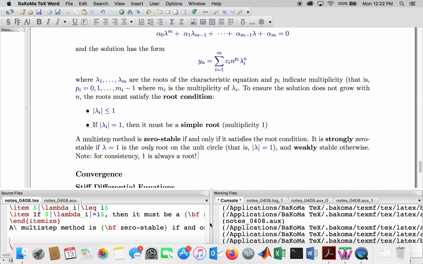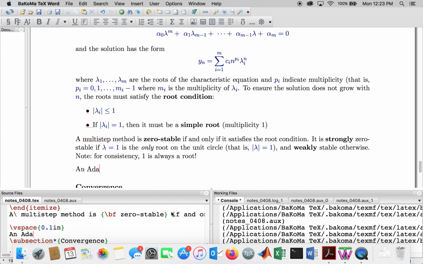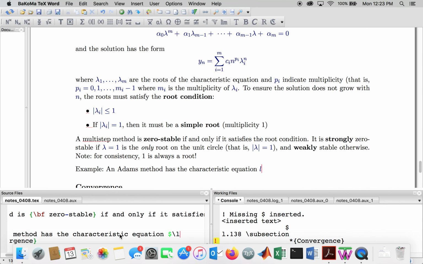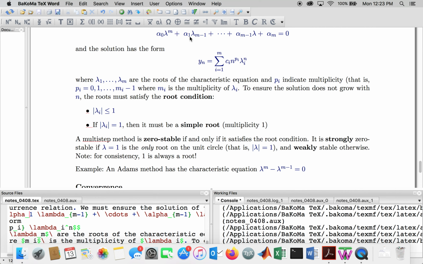Now, some examples. So an Adams method. An Adams method, whether it's Adams-Bashforth or Adams-Moulton, has a characteristic equation. Same equation for all Adams methods. Lambda to the m minus lambda to the m minus 1 is equal to 0. Because alpha 0 is always equal to 1. Alpha 1 is always equal to minus 1.